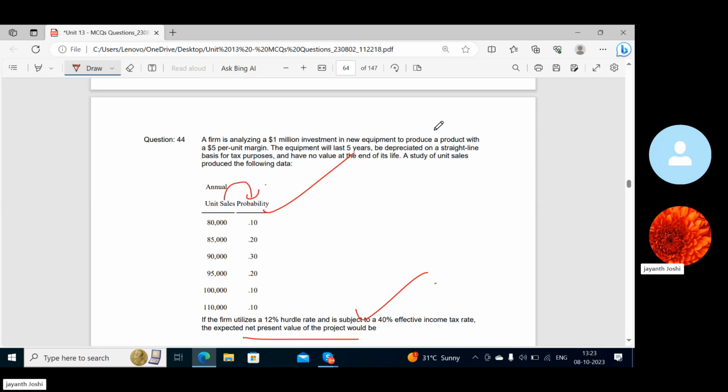A study of unit sales produces the following data. This is the unit sales, this is the probability. So out of the total, this much, the probability is only 10%. So 8,000 will be your sales. These are the sales units.